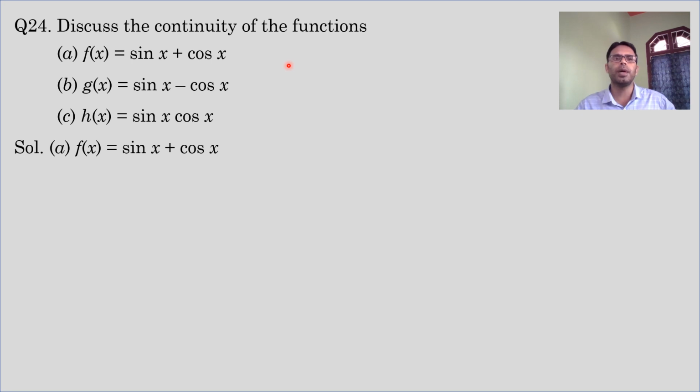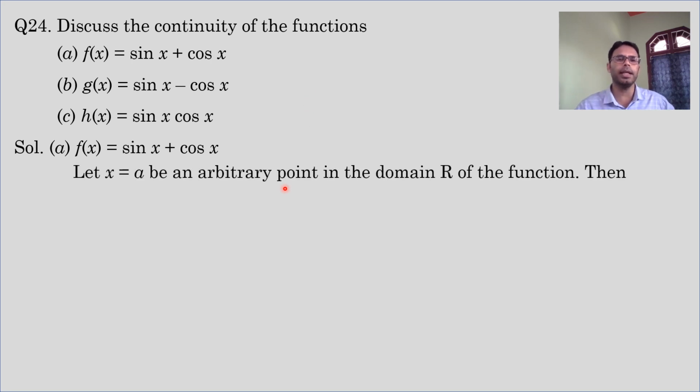Here no point is indicated to check the continuity. You are just to check for the whole region, for all values of x. Therefore we take any arbitrary value of x in the domain of the function. The domain must be R because the domain of sin x is R and the domain of cos x is also R. Therefore the sum of these two functions has the domain again R. So let x is equal to a be any arbitrary point in the domain R of the function.